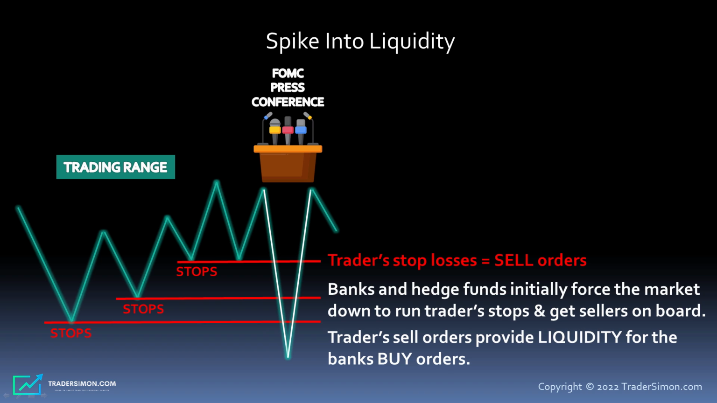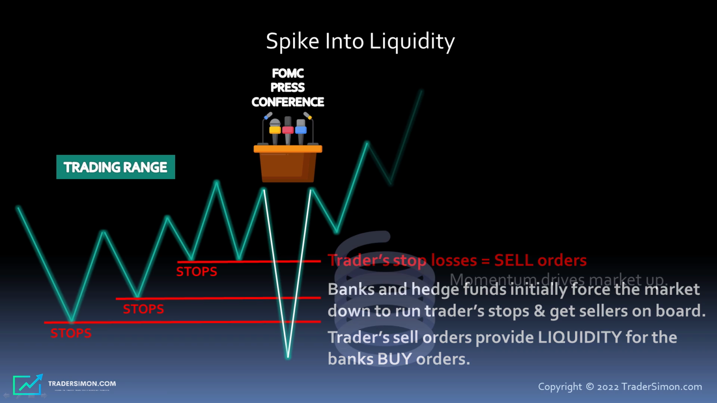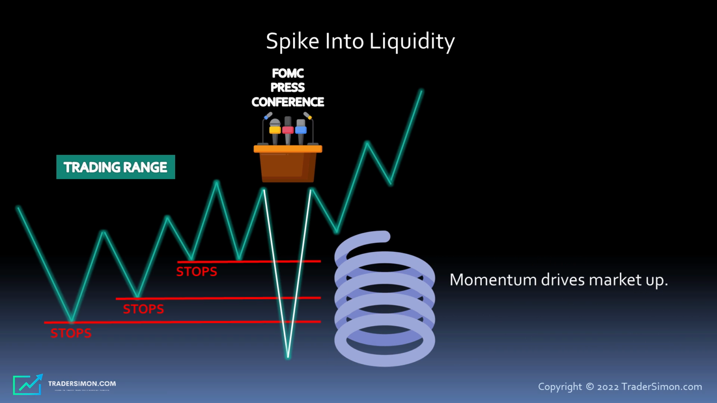In other words, there's a ton of traders going short and they provide liquidity for the banks and hedge funds and institutions' buy orders. This action of running the stops and reversing quickly gives a momentum effect, a bit like a coiled spring, and this is why you often see a very sharp V reversal take place.